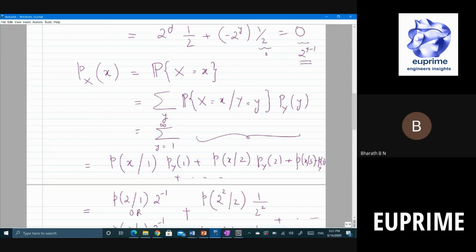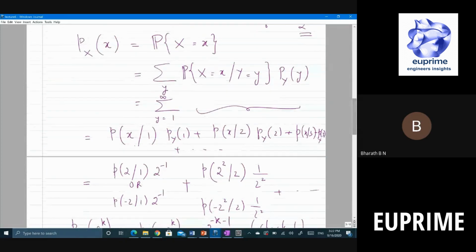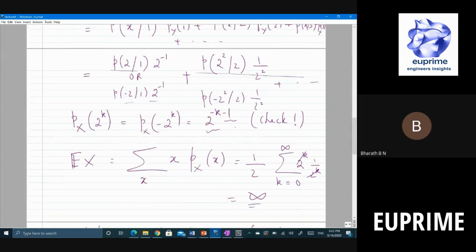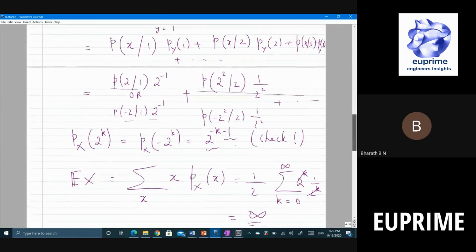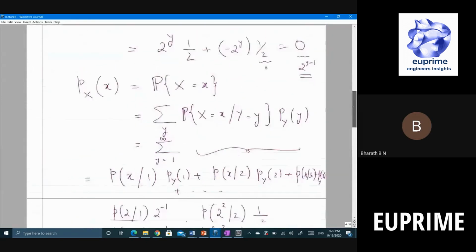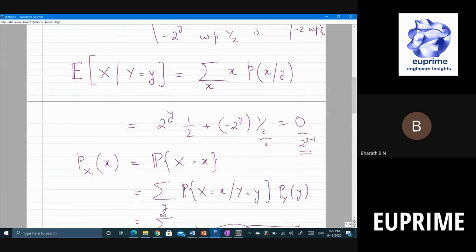So now, if you look at the expected value of x, so you don't have the negative part here, right? So you only have the positive, this first term, right? So you'll get infinity. Yeah, expected value of x will be infinity, right? You get expected value of x to be infinity. Now let's see what happens here, right? So now you have expected value of x given y is 2 power y minus 1.